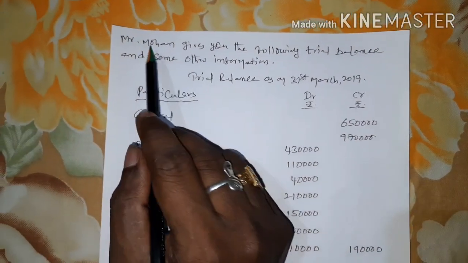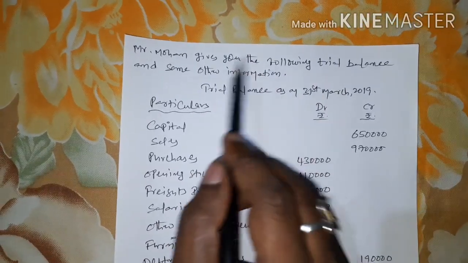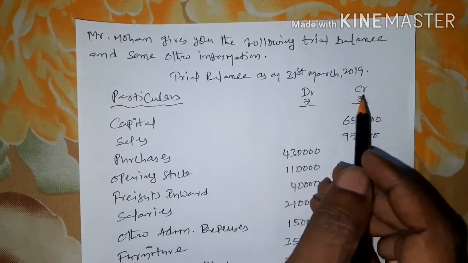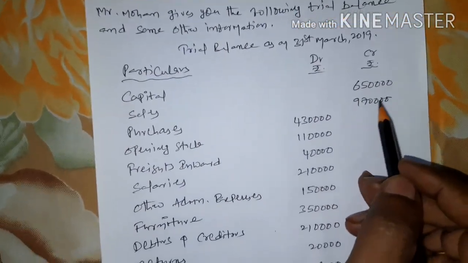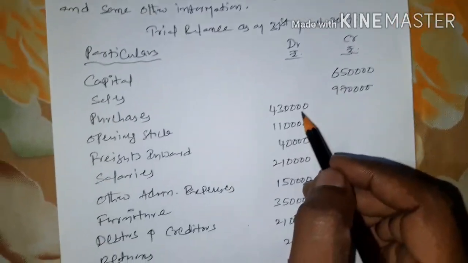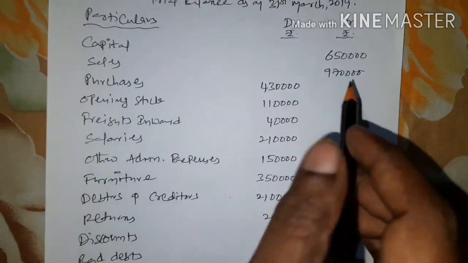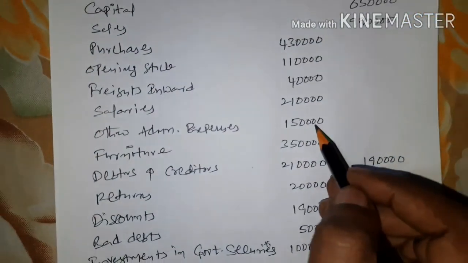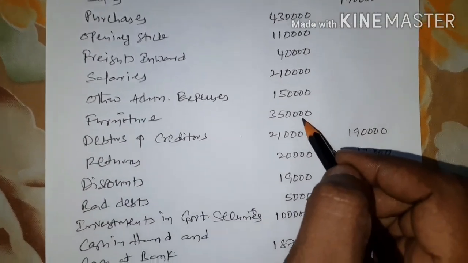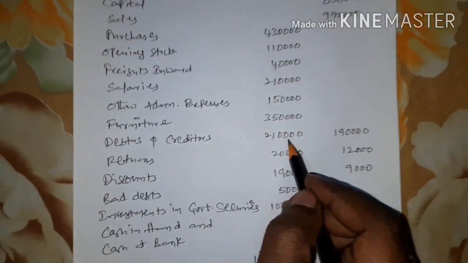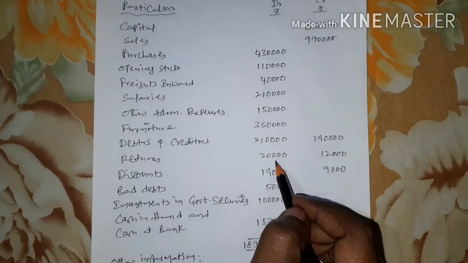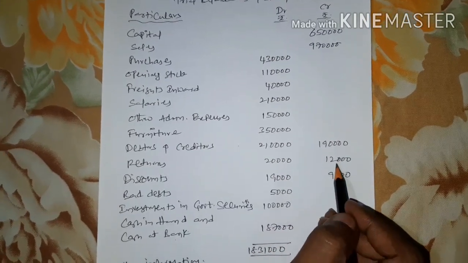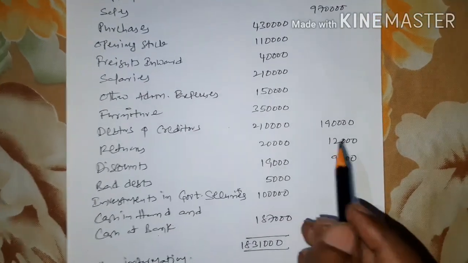Friends, here we will discuss one more problem. Mr. Mohan gives the following trial balance and some other information. Trial balance as on 31st March 2019, particulars debit rupees, credit rupees. Capital 6,50,000, sales 9,70,000, purchases 4,30,000, opening stock 1,10,000, freight inward 40,000, salaries 2,10,000, other admin expenses 1,50,000, furniture 3,50,000, debtors 2,10,000, and creditors 1,90,000.